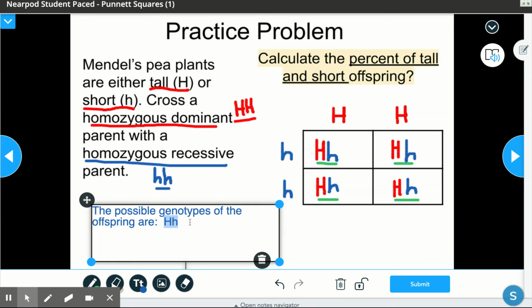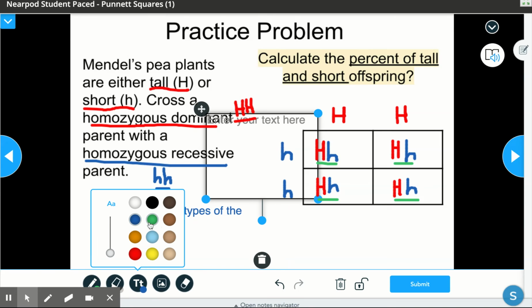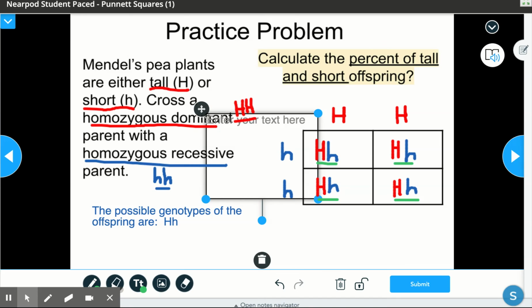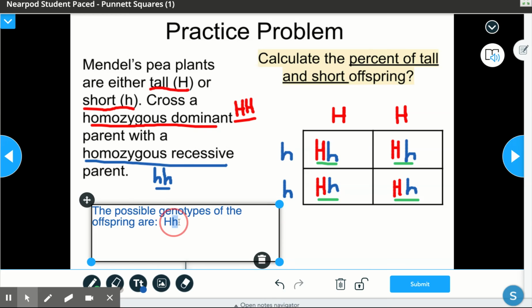And this genotype, I'm going to change the color just so it stands out. Oops. This genotype, oh, can I not change it? I guess not. This genotype is heterozygous. And let me just put that in quotations. Heterozygous. It's heterozygous because it has one of each allele. It has a dominant and a recessive allele. So the possible genotypes of the offspring are big H, little h.